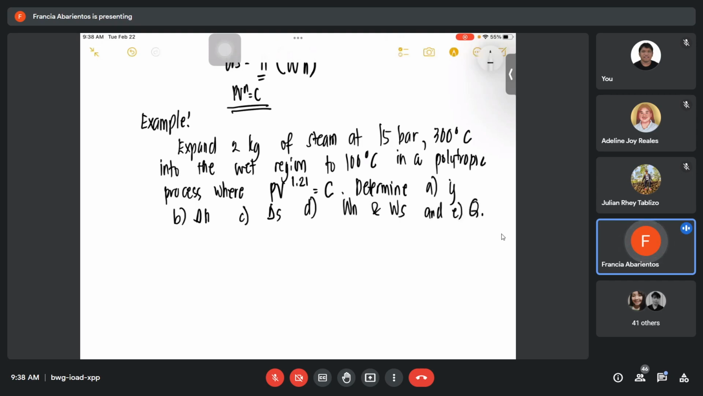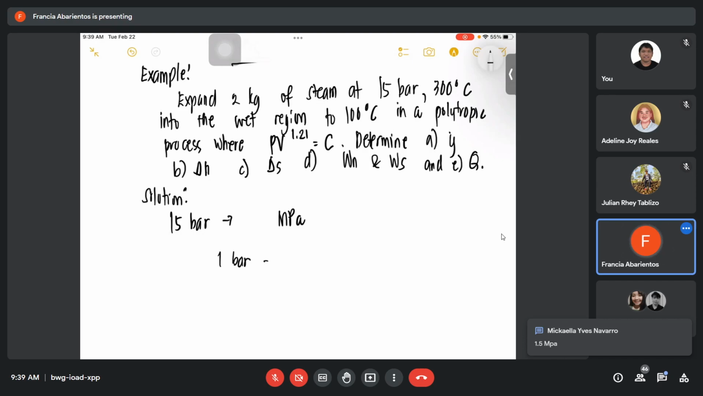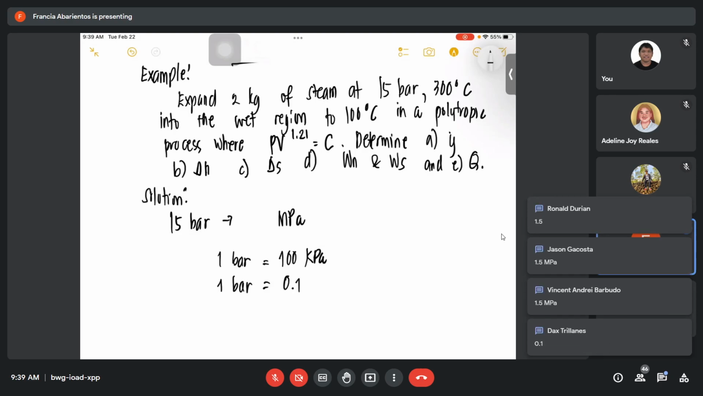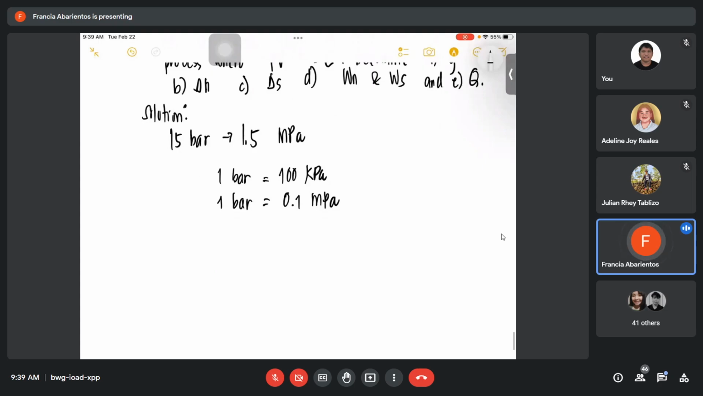Later we will do the PV and TS diagram. Given is 15 bar; convert it into MPa. What is the conversion of 15 bar? 1 bar is equal to 1,000 kilopascal, or 1 bar is equal to 0.1 MPa. So 15 times 0.1, automatically you have 1.5 MPa. And we have now the pressure at point 1 at 1.5 MPa.